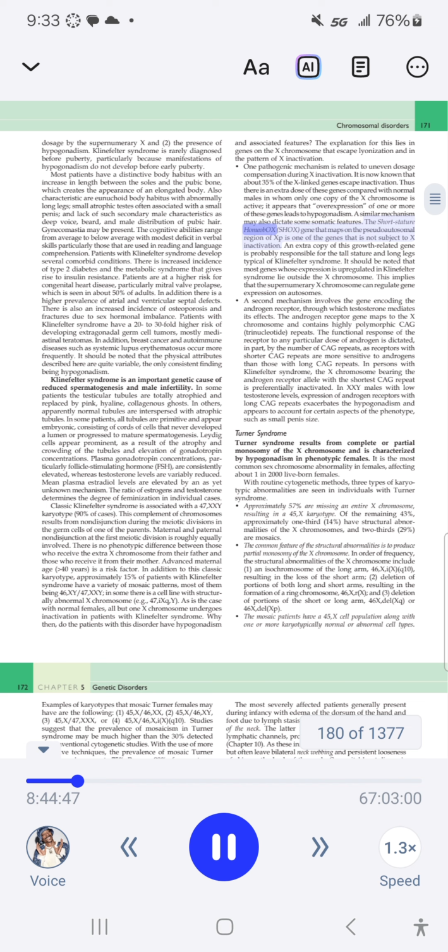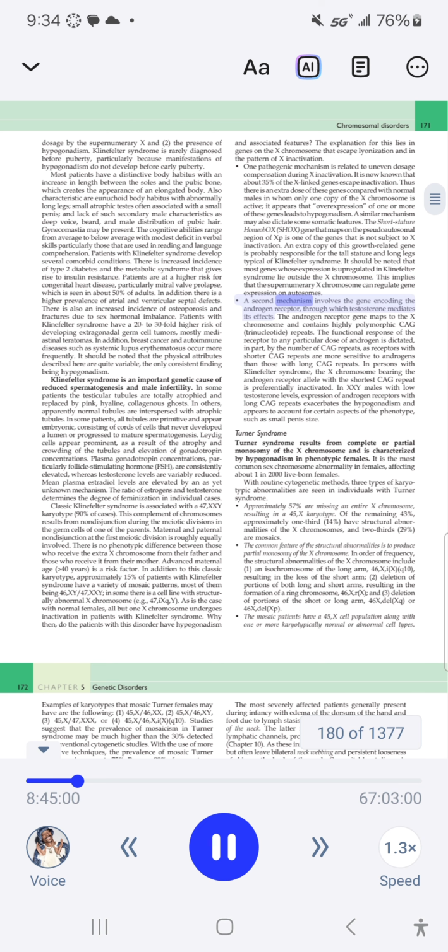The short stature homeobox SHOX gene that maps on the pseudo-autosomal region of Xp is one of the genes that is not subject to X inactivation. An extra copy of this growth-related gene is probably responsible for the tall stature and long legs typical of Klinefelter syndrome. It should be noted that most genes whose expression is upregulated in Klinefelter syndrome lie outside the X chromosome. This implies that the supernumerary X chromosome can regulate gene expression on autosomes.